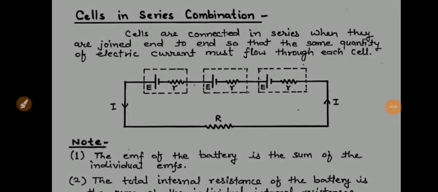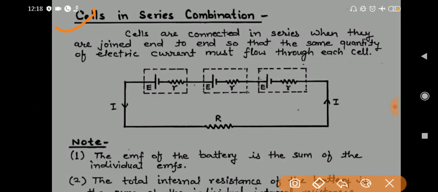Hello students, today we will study the next topic of chapter 3, cells in series combination. First of all, what is series combination of cells? When cells are connected in series, they are joined end to end so that the same quantity of electric current must flow through each cell. That is, in series combination, the current flowing through each cell is the same.